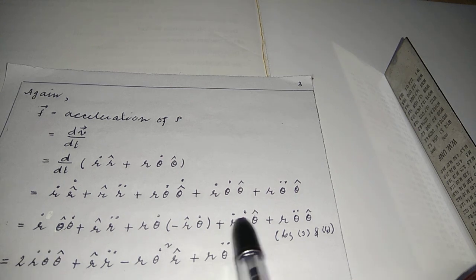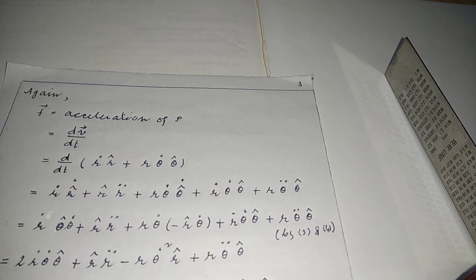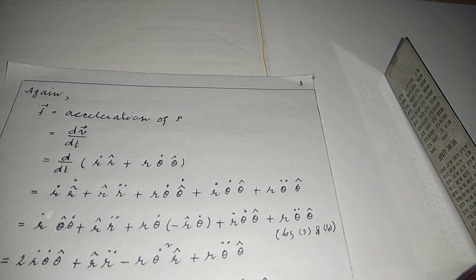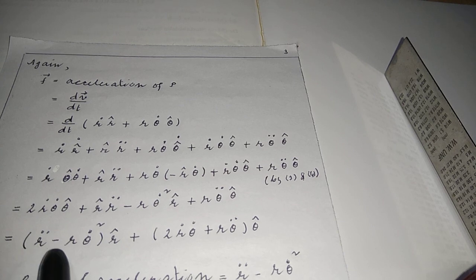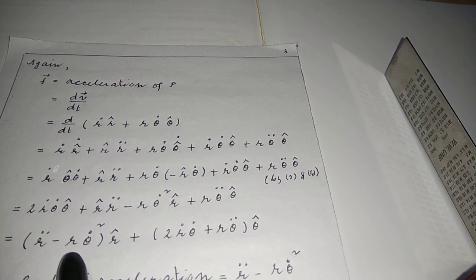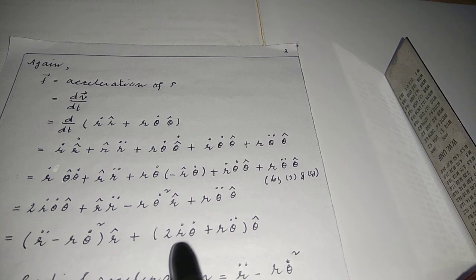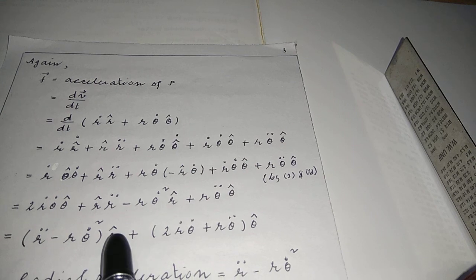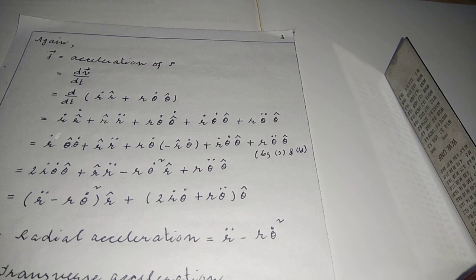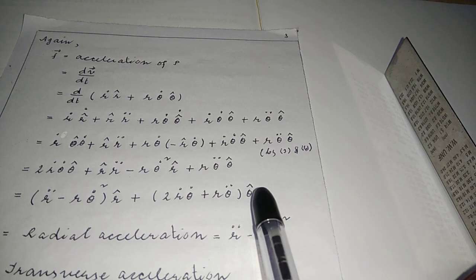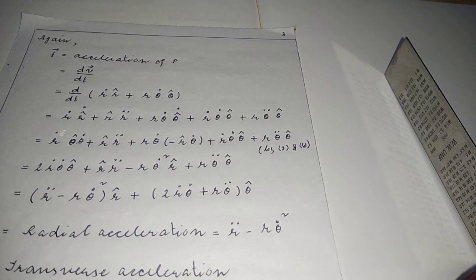So these terms we have to arrange, and separate the terms with r cap and theta cap. The coefficient of r cap will give you the radial acceleration. So with r cap you will get r double dot minus r theta dot square, and with theta cap you will get 2 r dot theta dot plus r theta double dot. So the component for radial acceleration can be written as r double dot minus r theta dot square, and f theta represents the transverse acceleration, whose expression you get from the coefficient of theta cap, given by 2 r dot theta dot plus r theta double dot.